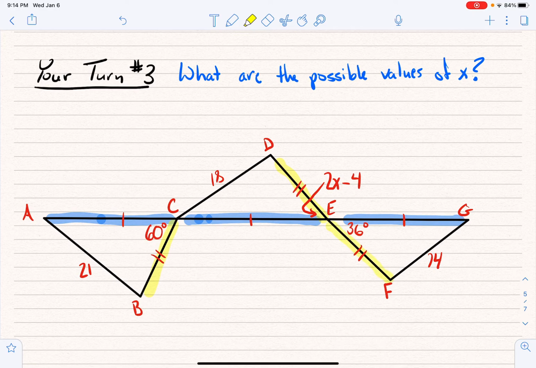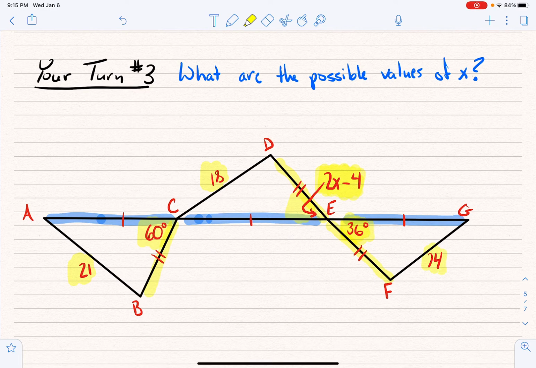So look at what I know. I've got a 60-degree angle as the included angle. I have something where I don't know what the angle is, and it's 2x minus 4. And then I have a 36-degree angle. Now the 60 is related to this 21. That's pretty big. This 2x minus 4 is related to this 18, so that's not quite as big. And this 36 degrees is related to this 14, and that's clearly the smallest.